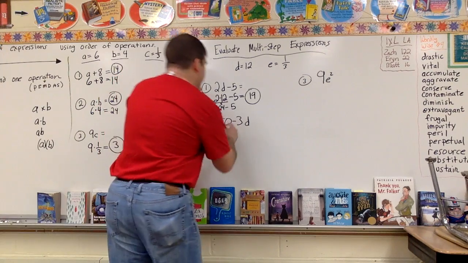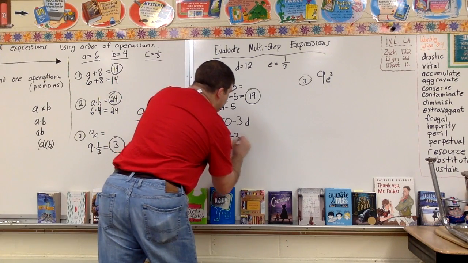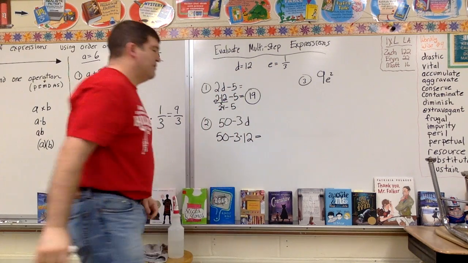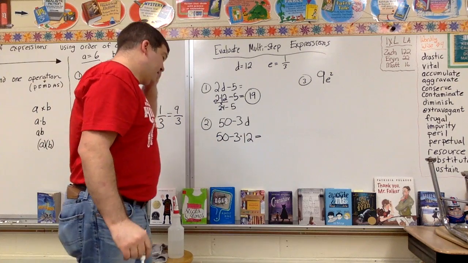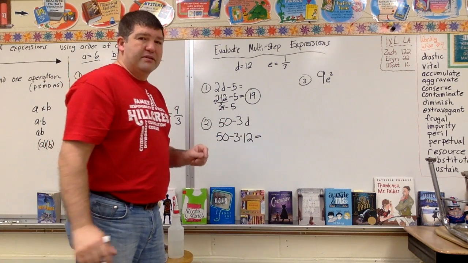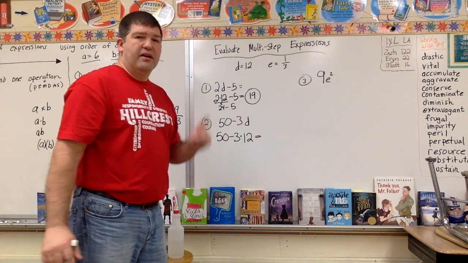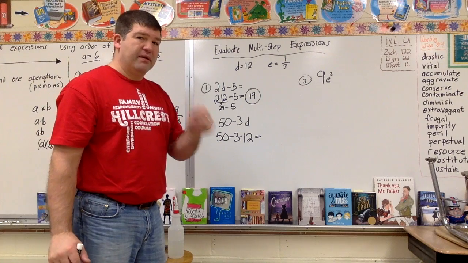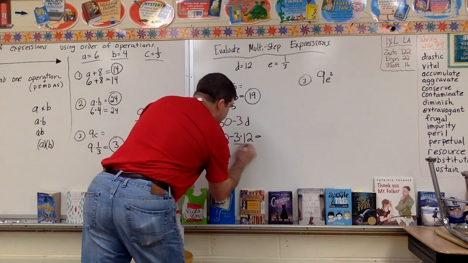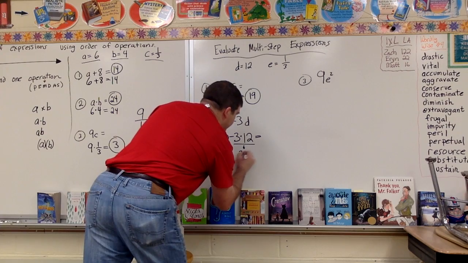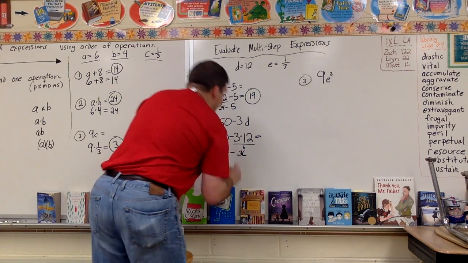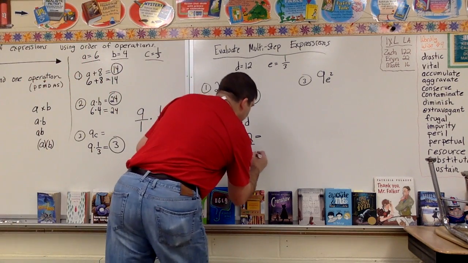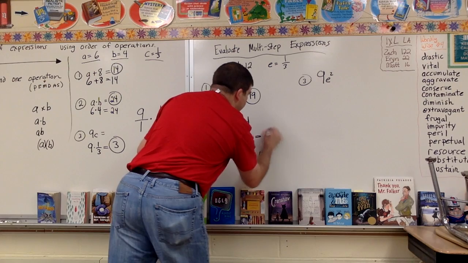This one, 50 minus 3d. 50 minus 3 times d, where d is 12. Okay, so now I got to think about order of operations. I have subtraction, multiplication. MD comes before AS. So multiplication and division come first. So 3 times 12 is 36. And then I bring everything else down. So now we're talking 50 minus 36, and that equals 14. Okay?